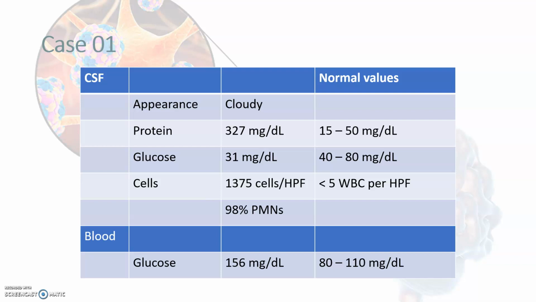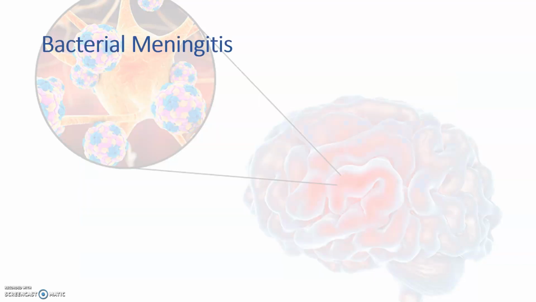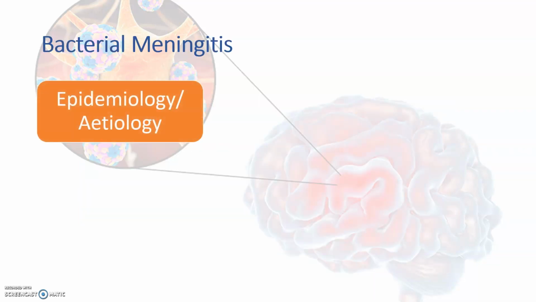So a lumbar puncture was done on this patient, and what it shows is an elevated protein count with low glucose, very high cell count predominated by polymorphonuclear neutrophils, and a normal blood glucose level, but you can see that the ratio of the blood to CSF glucose is less than 50%. So this is bacterial meningitis.